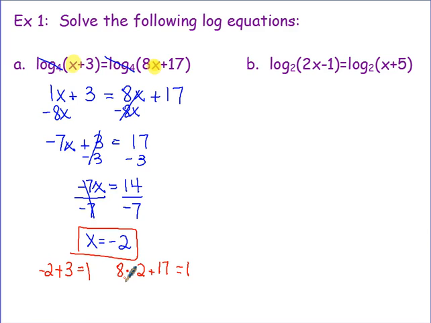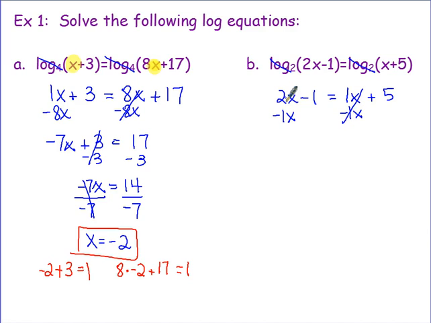So pause the video and try part B on your own. So let's see how you did. This looks just like example 1. So you should have canceled the logs. You should have been left with 2x minus 1 equals x plus 5. You should have moved the x's together. So that's a 1, so subtract 1x.